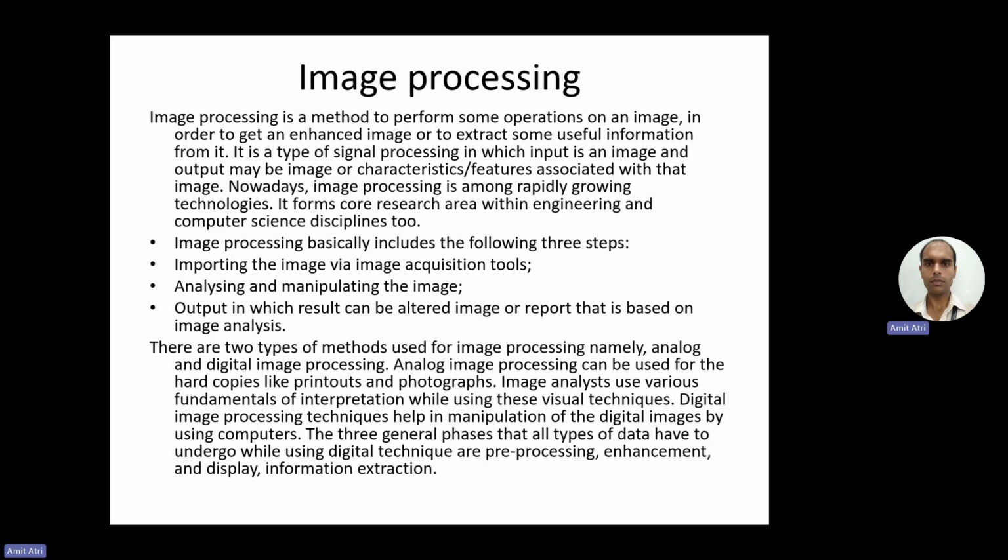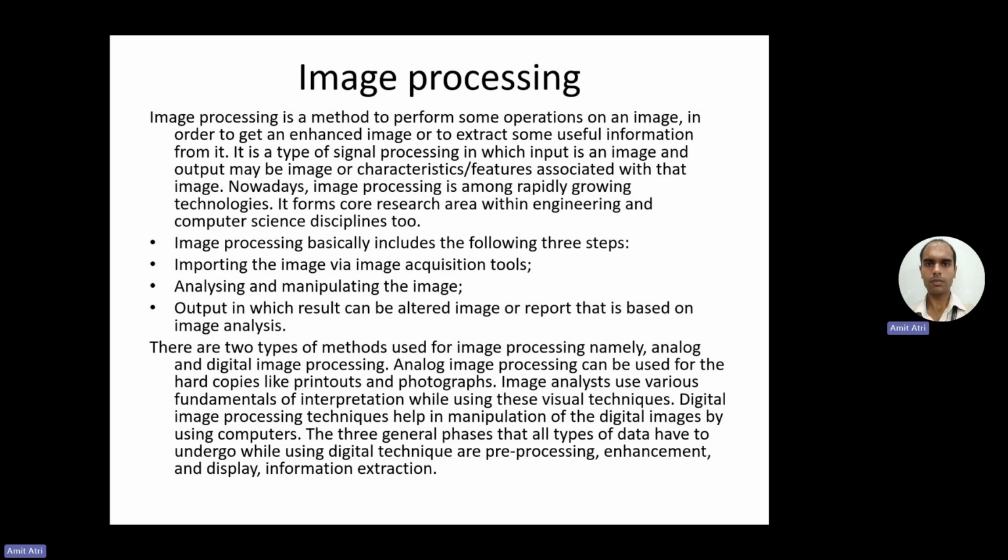Now, one more concept inside this technique is image processing. Image processing is a method to perform some operations on an image in order to get an enhanced image with improved quality, so more data can be collected from the same image. It is a type of signal processing in which the input is an image and the output may be an image or characteristics or features associated with that image. Nowadays, image processing is among the rapidly growing technologies. It forms a core research area within engineering and computer science disciplines too.